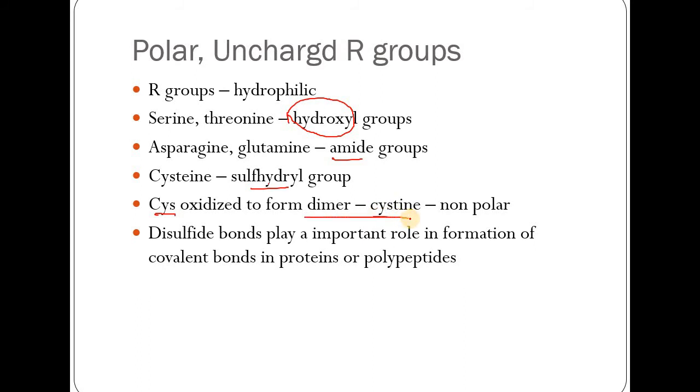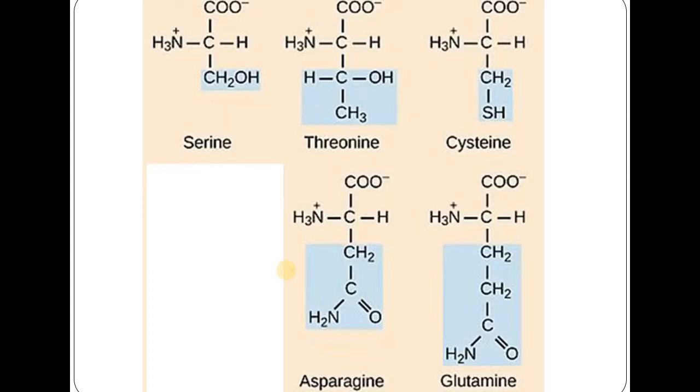Okay, so Cys is the three-letter abbreviation of this amino acid cysteine, and once it forms a dimer, it is called cystine. Okay, so this cystine is non-polar in nature, whereas cysteine is polar in nature. Okay, so we have to remember this as well. And it forms a disulfide bond when it forms a dimer, and this plays a very important role in the formation of covalent bonds in many proteins and polypeptides.